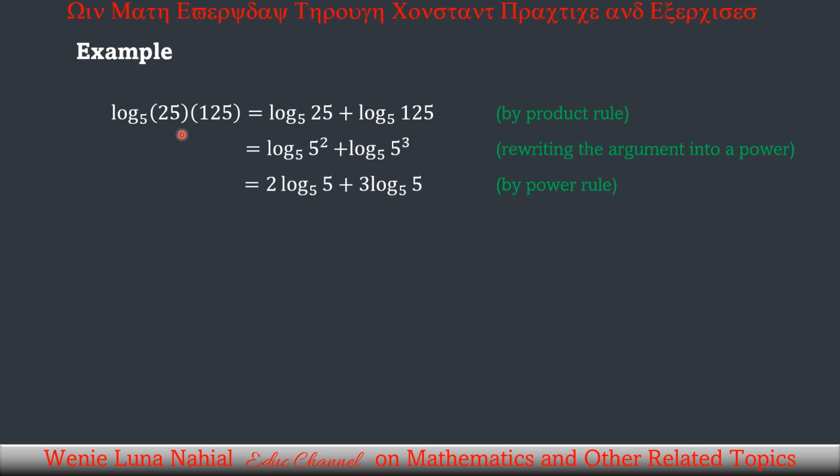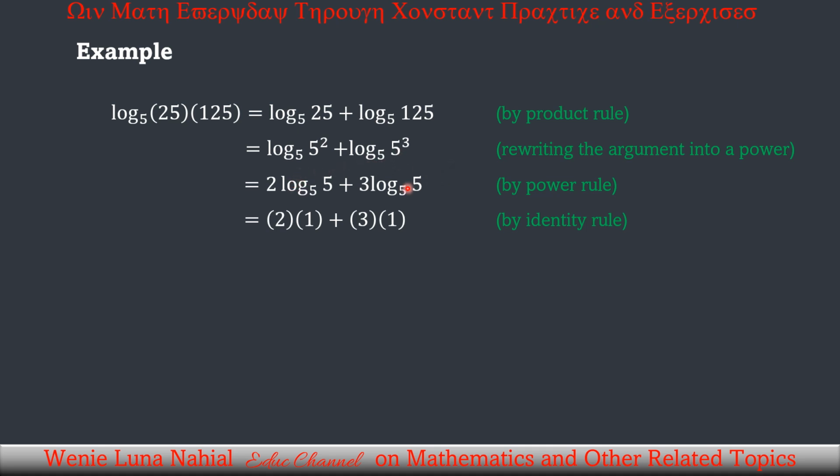The logarithm of 25 times 125 to the base 5. Applying the product rule, we have the logarithm of 25 to the base 5 plus the logarithm of 125 to the base 5. Now, you can write the logarithm of 25 to the base 5 as the logarithm of 5 squared to the base 5 plus the logarithm of 5 cubed. This 125 can be written as 5 cubed.